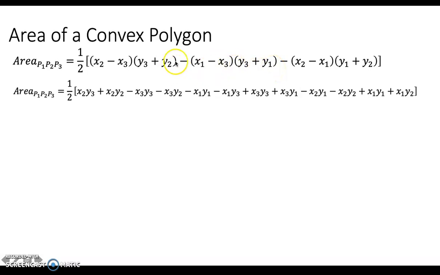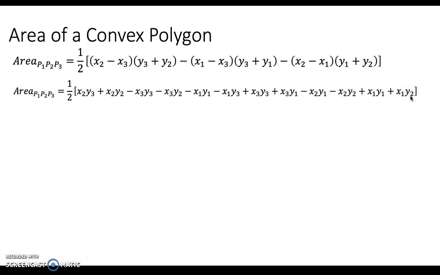Then x sub 3 y sub 1, minus x sub 2 times y sub 1, minus x sub 2 y sub 2. Then negative times negative is positive, x sub 1 times y sub 1, so that's x sub 1 y sub 1. Negative times negative is positive, x sub 1 times y sub 2, so that becomes x sub 1 y sub 2.